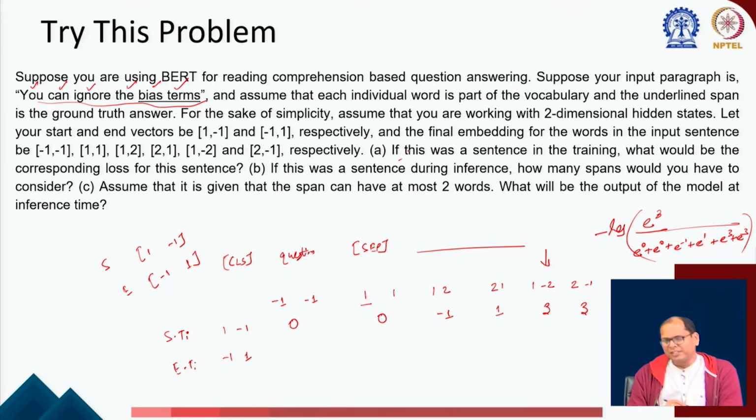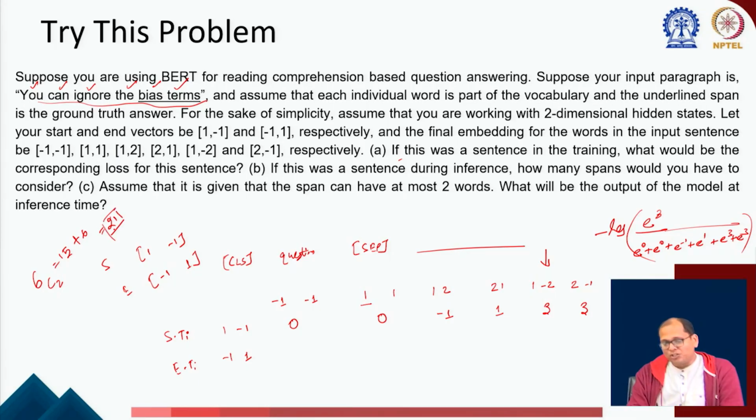Part B is, if this was a sentence during inference, how many spans would you have to consider, right? So how many spans do I consider? Out of 6, you can choose any 2. That will be all spans of length greater than 1. So these are 15. Plus how many length 1 spans? 6. So there are 21 spans. So that is part B.